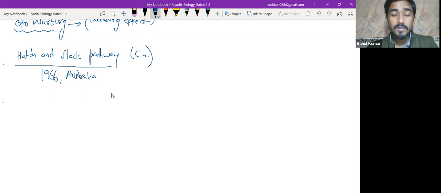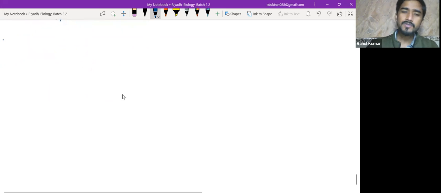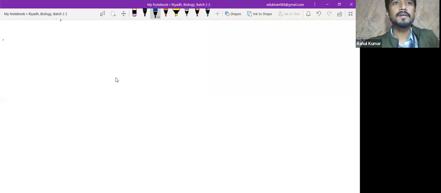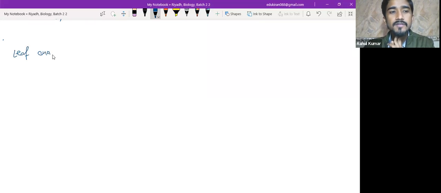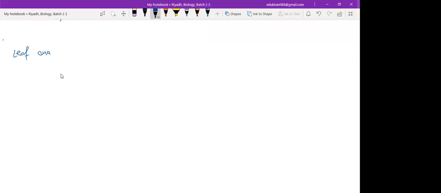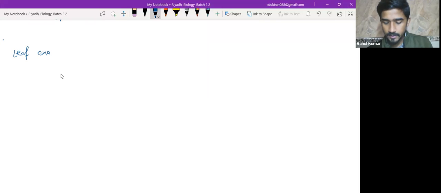Is it clear? Now let's go and see how C4 reduces photorespiration and increases the rate of photosynthesis even at higher temperatures. To do that, we have to go to the leaf, the anatomy of C4 plants. I'm trying to make it as a story. Do you understand everything till now? Yes, sir. So write down leaf anatomy of C4 plants.